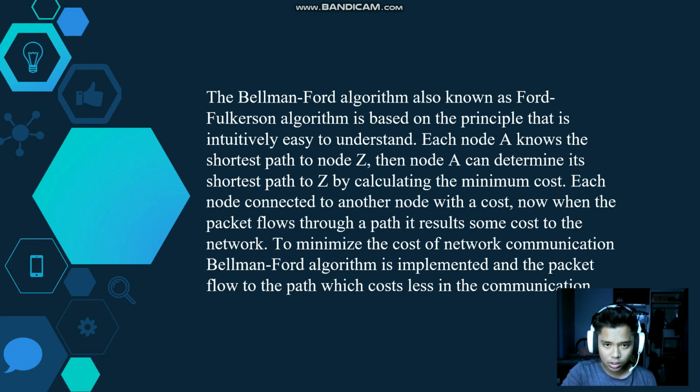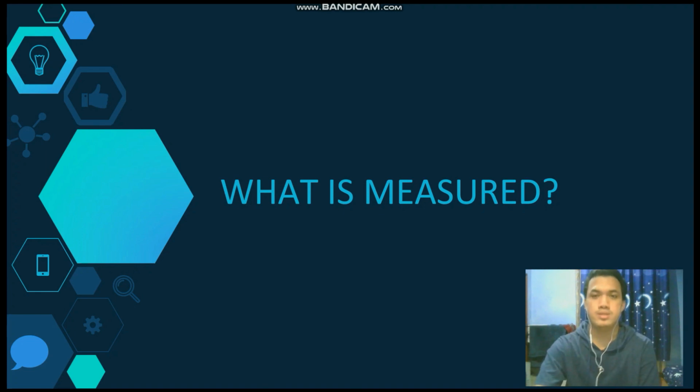Each node is connected to another node with a cost. Now, when a packet flows through a path, it results in some cost to the network. To minimize the cost of network communication, the Bellman-Ford algorithm is implemented and the packet flows to the path which costs less in the communication.